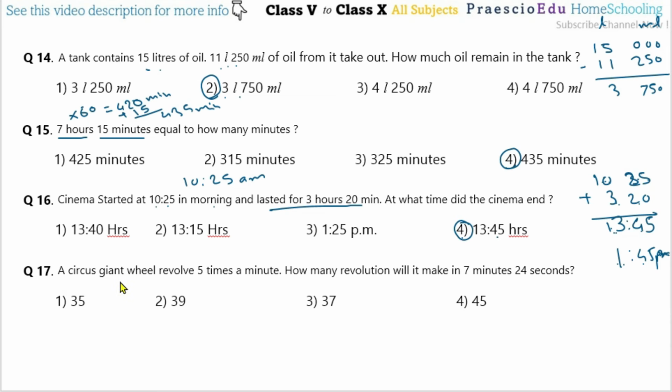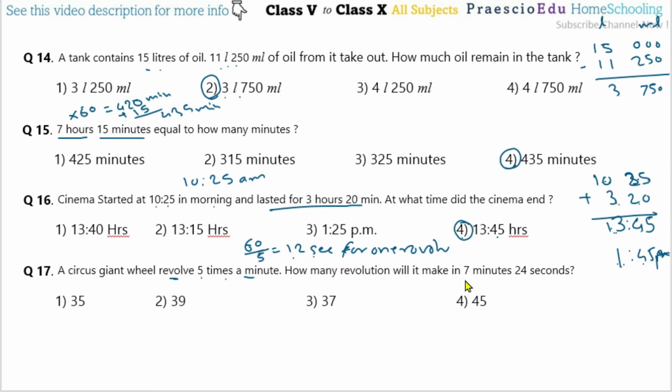Then question number 17: a circus giant wheel revolves 5 times a minute. How many revolutions will it make in 7 minutes 24 seconds? So in 1 minute it rotates 5 times. For one revolution, how much time will it take? That we have to count. So 1 minute means 60 seconds. We divide by the number of revolutions in 1 minute, so divided by 5. So we get 12 seconds for one revolution.